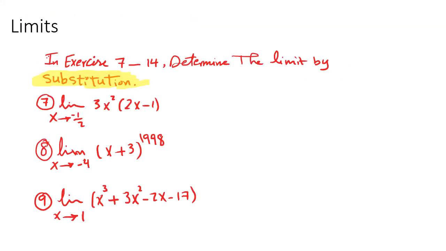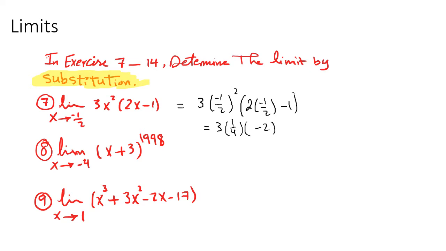So here, what I wanted to find is the limit, and I'm going to use substitution. So all I have to do is plug in x with negative half to the power of 2, multiplied by 2, multiplied by negative half, minus 1. So it's equal to 3 multiplied by quarter, minus 1 multiplied by negative 2, negative 1, negative 1, negative 2. Negative 2 by 3 is negative 6 over 4, which is negative 3 over 2. This is for the first one.